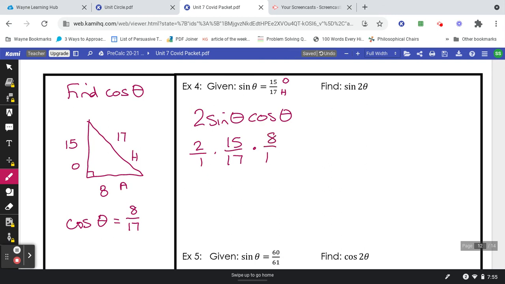And we can put that into our multiplication problem. Multiply all the way across the top, 2 times 15 times 8, 240. 1 times 17 times 17, 289.